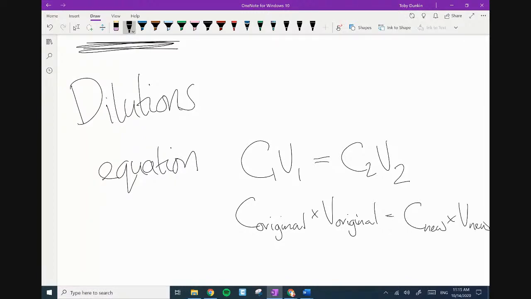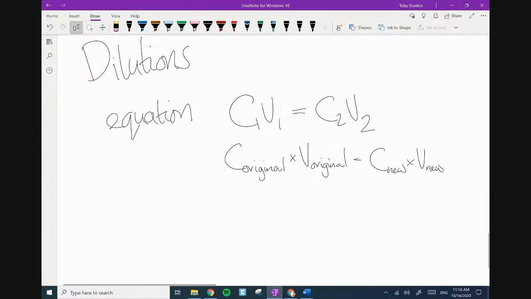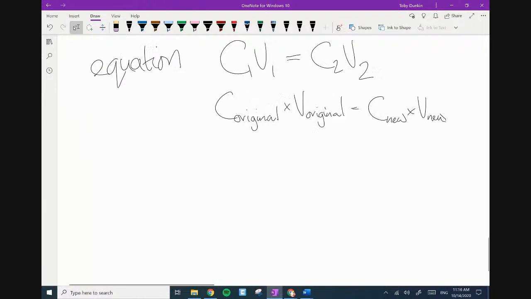Can I just say that this equation, C1V1 equals C2V2, is the most useful equation I will ever teach you. Because I know most of you are going to go on to do a degree which has nothing to do with chemistry. But this equation, oh my God, is it useful. So I need to explain why this can be used, just to show you where it derives from.